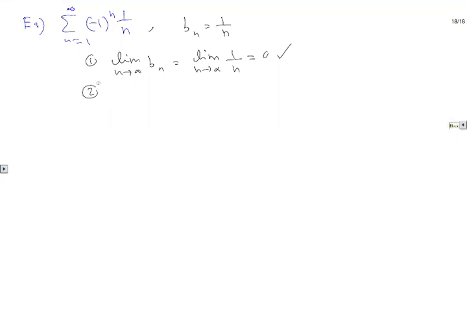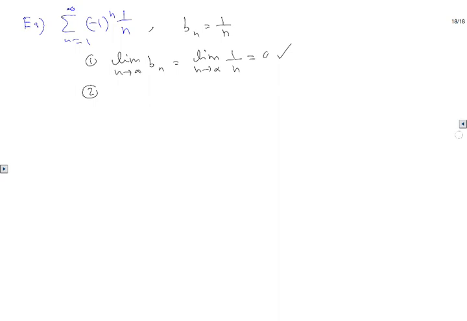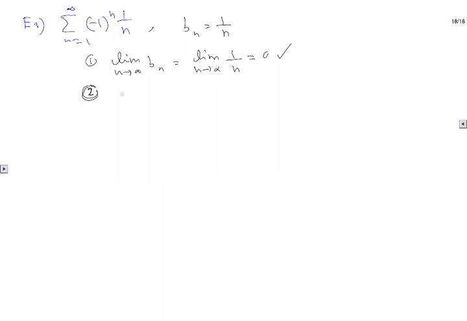So we're going to go to the second test. We want to check whether it is decreasing. So the second condition is we need to check whether it's decreasing, but you can see that 1 over n plus 1 is less than or equal to 1 over n, which we know for n greater than or equal to 1. So this implies that bn plus 1 is less than or equal to bn, for any n greater than or equal to 1.